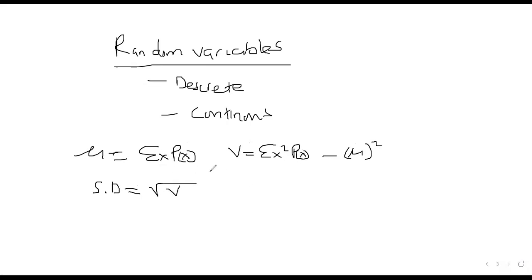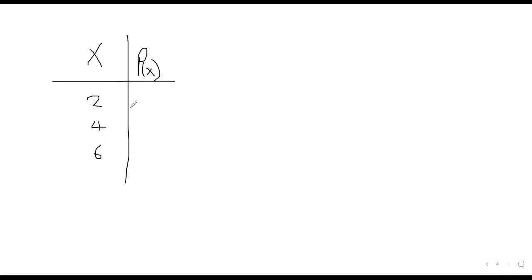Okay, so these are the formulas we need to look at under discrete variables. I want to look at the assignment question. So the discrete values we have are 2, 4, 6, and the probabilities are 0.2, 0.3, 0.5.